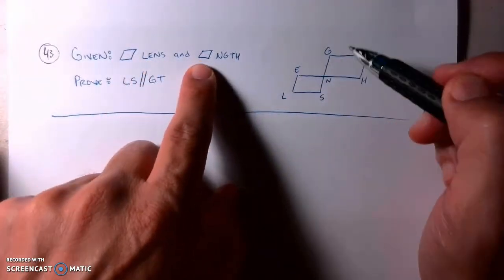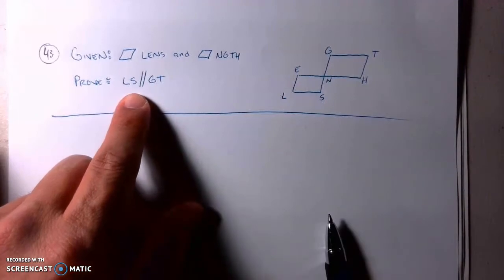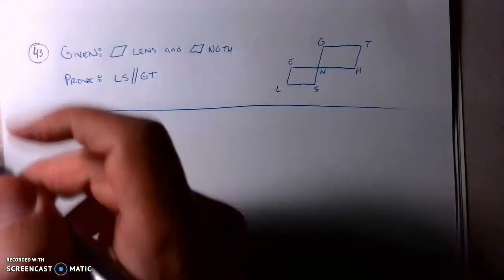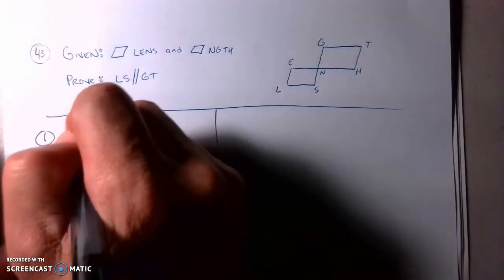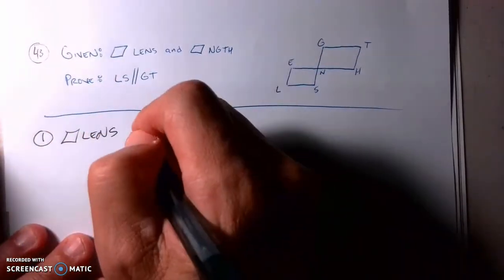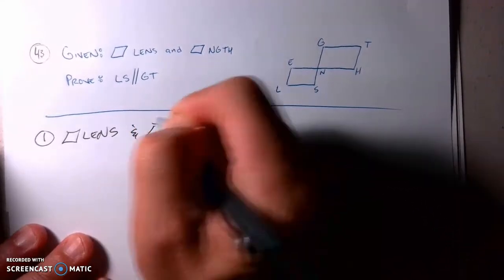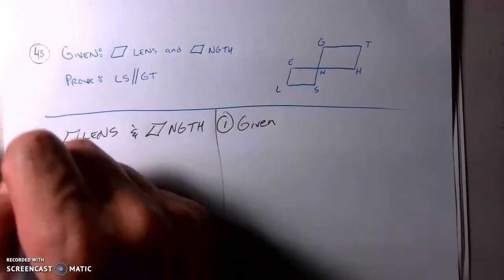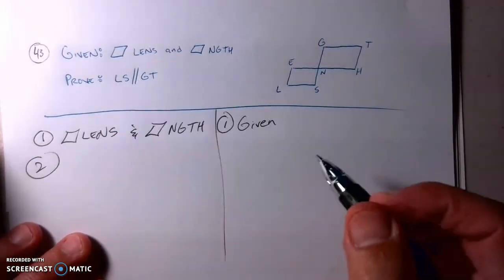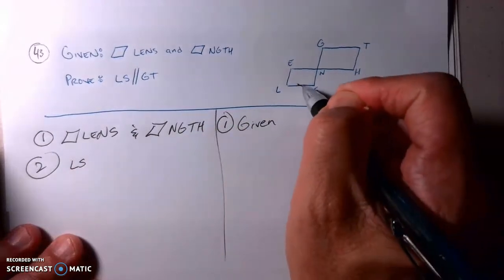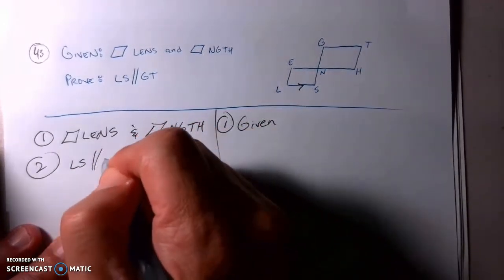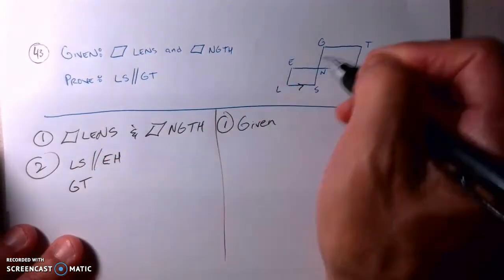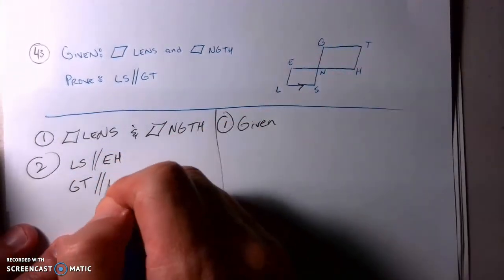And finally, we'll fill out number 43, another two-column proof here. You've got two parallelograms, and you want to figure out why LS is parallel to GT. So why the bottom line is parallel to the top line. So we'll go with the given, of course, LENS and parallelogram GNTH. That's given. We want to talk about things that are parallel, so that's what we're going to do. We'll go LS, this bottom line, is parallel to this middle line, which we'll say EH. And I will also say the top line, GT, is parallel to that same middle line, EH.